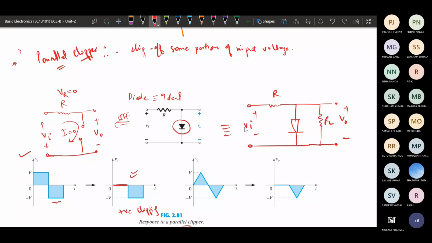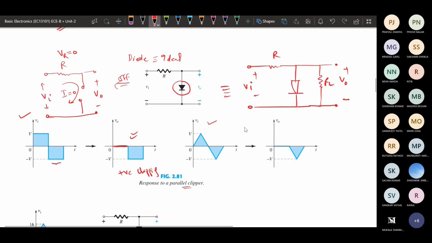A similar case we can see when we apply a triangular pulse. With these two different examples, we can see that the output is clipping the positive half.